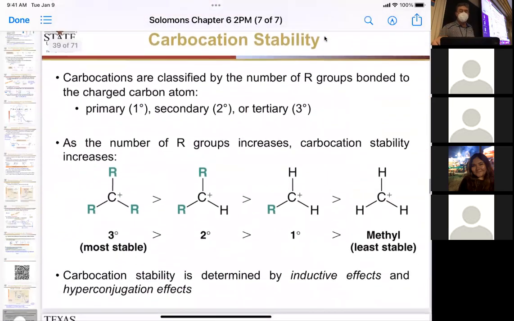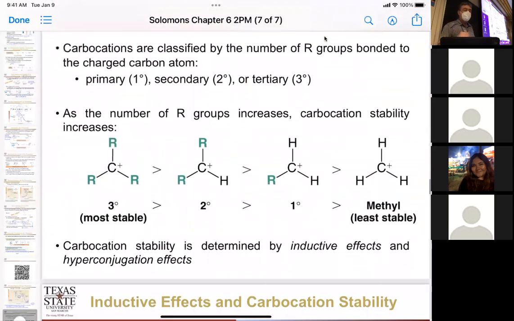So as it turns out, we actually have a weird trend here. The tertiary carbon is the most stable carbocation. And then the secondary is pretty stable. And then these two right here are not very stable at all and hardly ever get made, okay? So why does this happen?